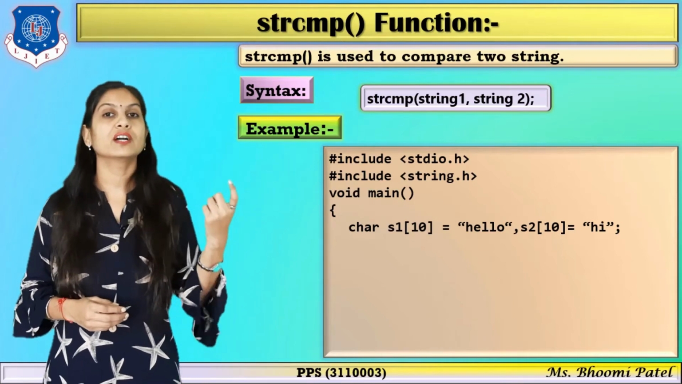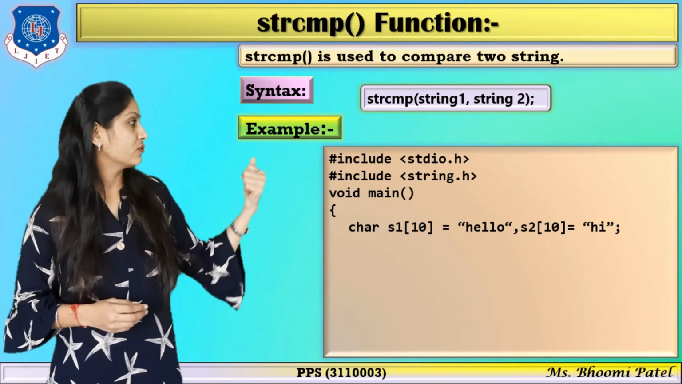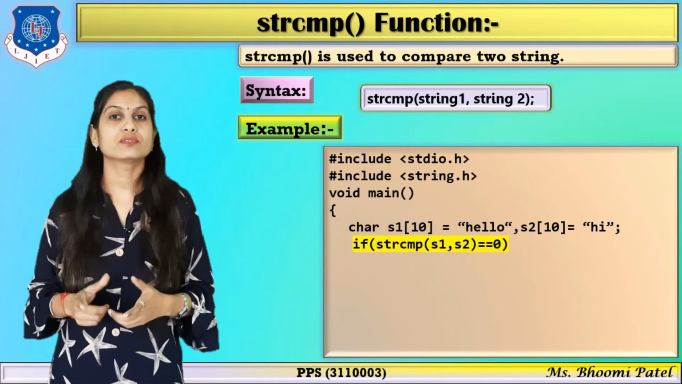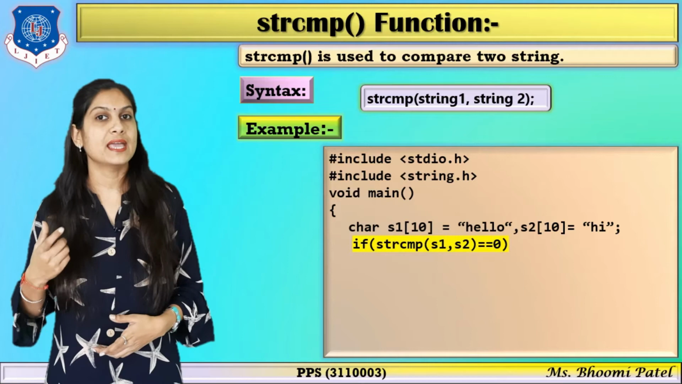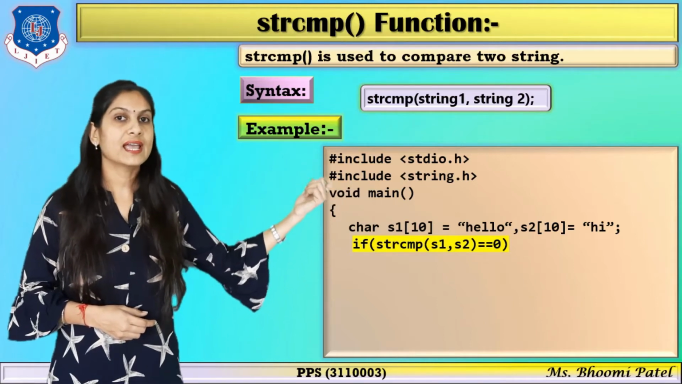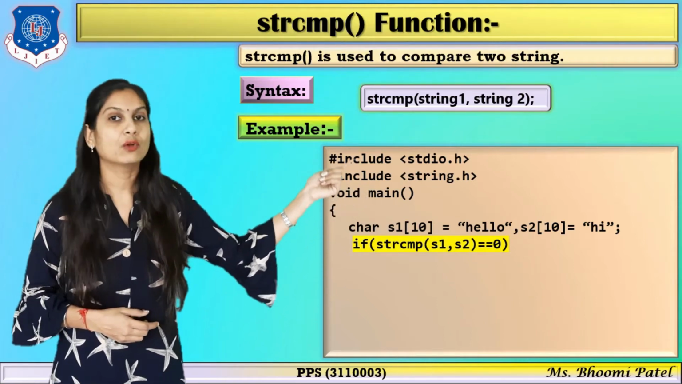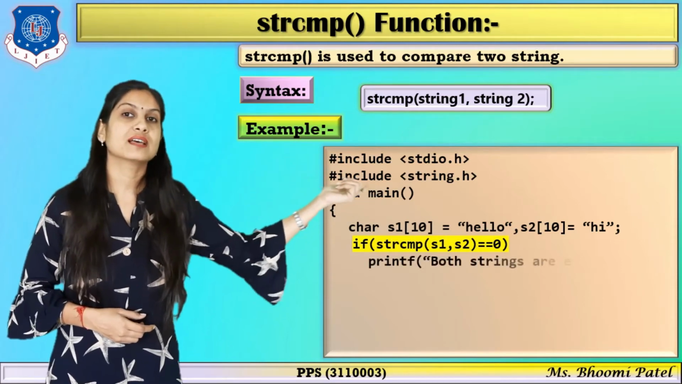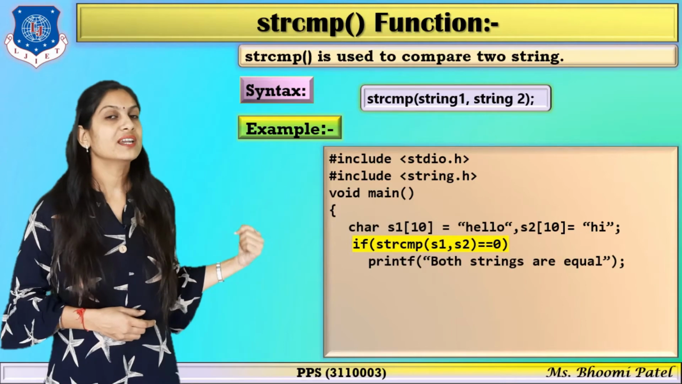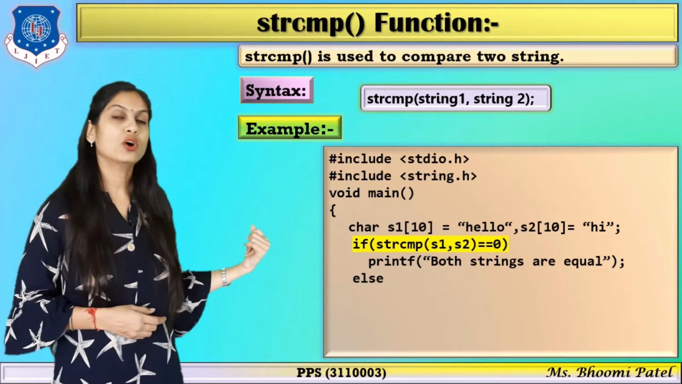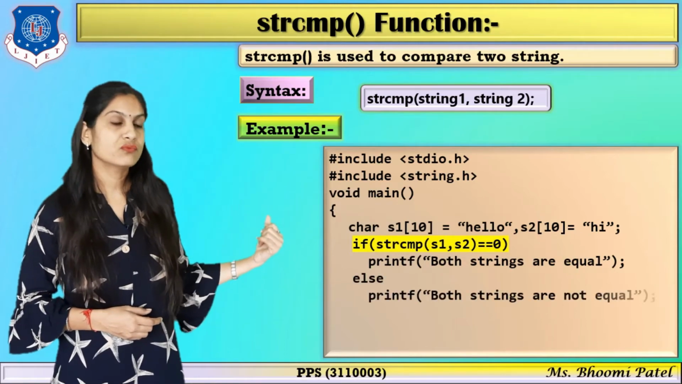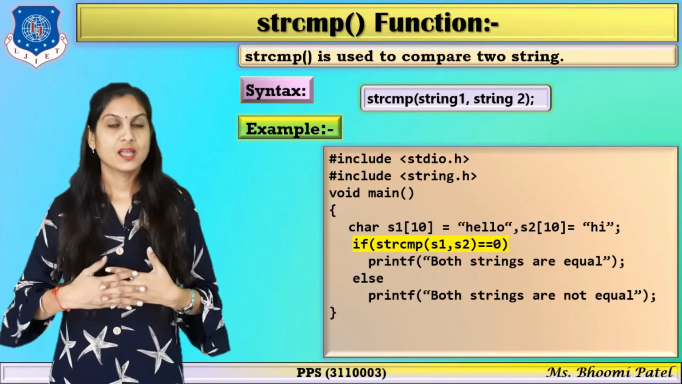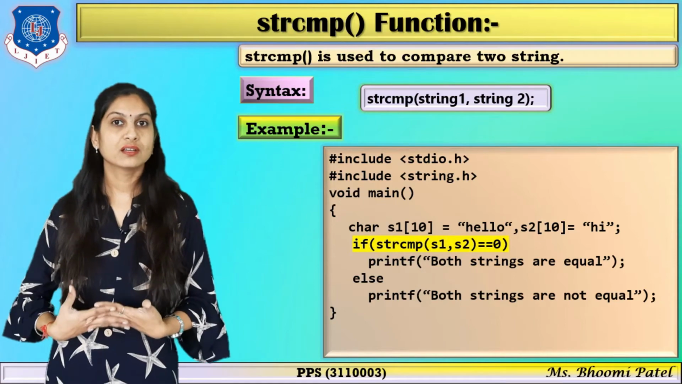So this function is always used in an if. First we have to write if, and then inside the brackets we write the function name strcmp, with both the strings s1 comma s2, equal to 0. If this condition is true, the meaning is what, both the strings are the same. But if the condition is false, then we have to jump to the else part, and the meaning is what, we have to printf that both the strings are not equal, and here our output is: not equal.